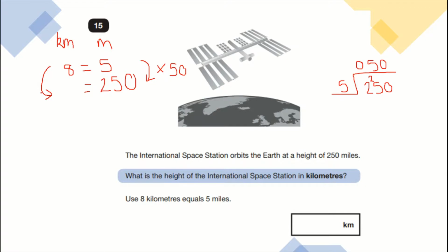Now we're going to do the same to this side. 50 times 8. 0 times 8 is 0. 8 times 5 is 40. Our answer here would be 400. So the height of the International Space Station in kilometres is 400 kilometres.